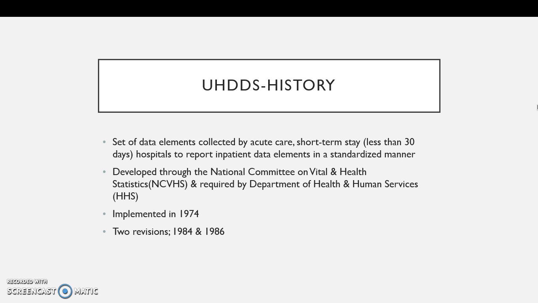It was originally developed through the National Committee on Vital and Health Statistics, or NCVHS, and it was required by the Department of Health and Human Services, or HHS. It was first implemented in 1974. It was required by HHS January 1st, 1975, and since that requirement, it has undergone two revisions, one in 1984 and one in 1986.